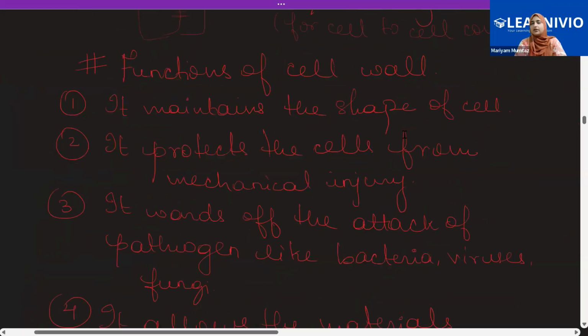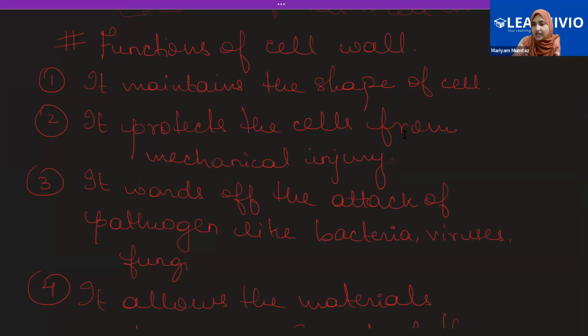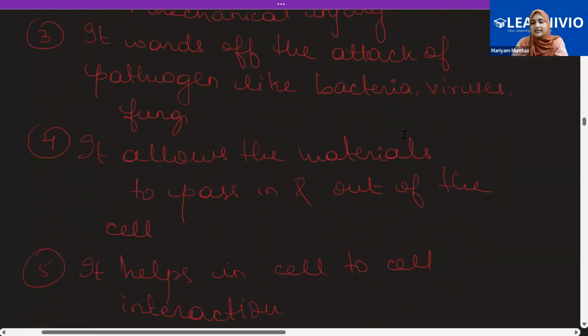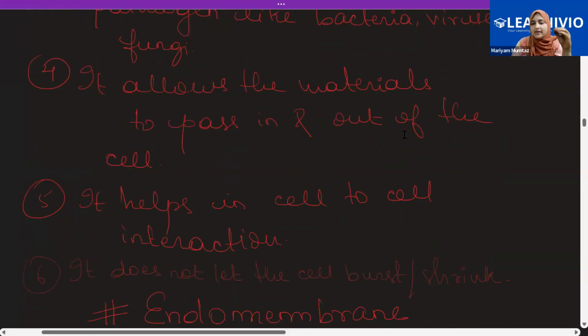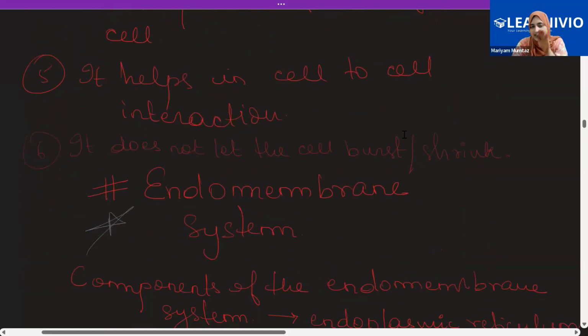Talking about the all-in-all function of the cell wall. First, it provides rigidity to the cell. It provides a shape to the cell. It protects the cell from any kind of mechanical injury. It helps to keep pathogens like bacteria, virus, fungus, all of that away. To some extent, it allows stuff to pass through it. It helps in cell-to-cell interaction.